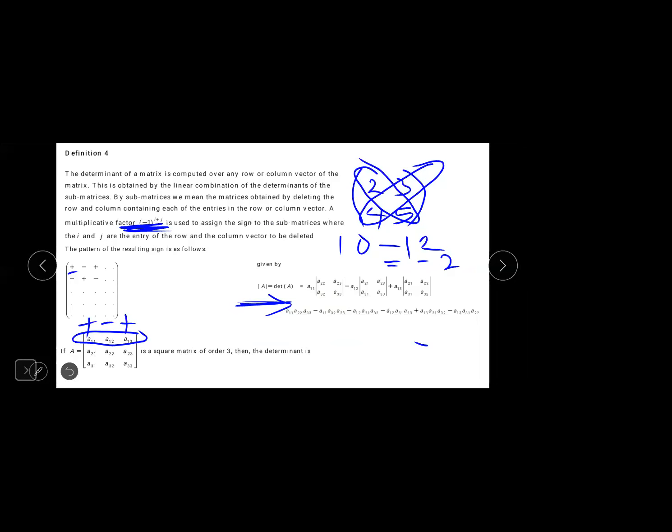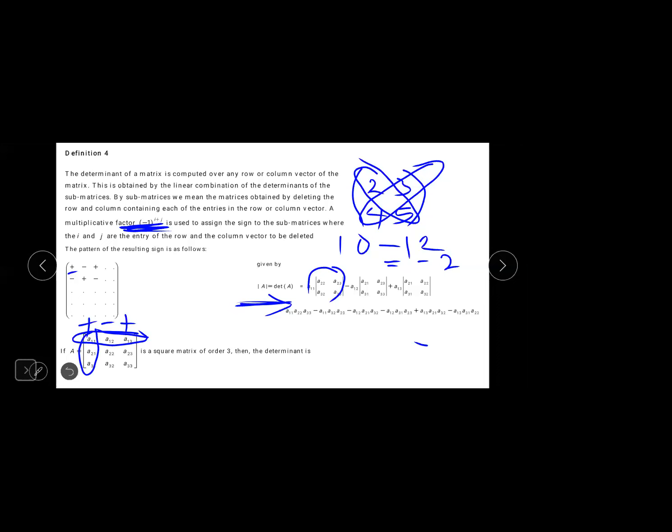So in this case now, you can see I have plus A11 here. I will now cover the row of A11. You can see if I cover this, I will cover the column of A11 too. What do I have left? I have A22, A23, A32, and A33. And that is what you have here.